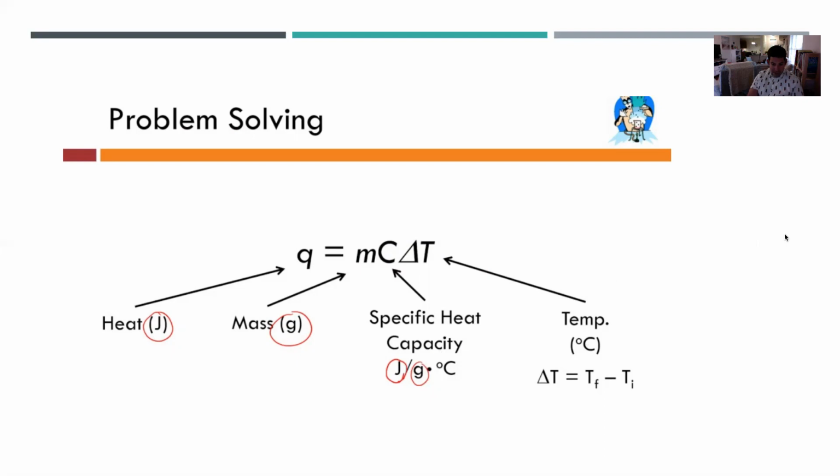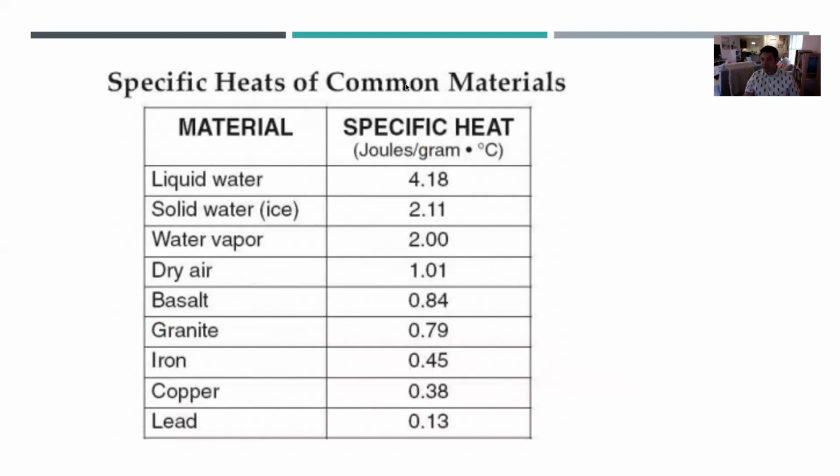So specific heat capacity kind of fixes the units for us, right? It gets the grams and degrees Celsius to cancel out, so we're left with joules. So mcΔT truly does equal heat Q in joules. Now the specific heats: liquid water has the highest specific heat, 4.18.